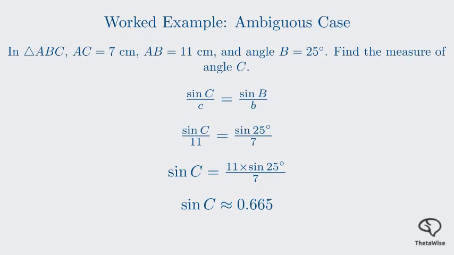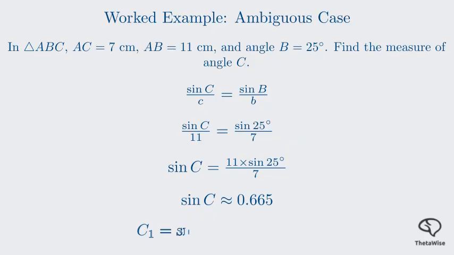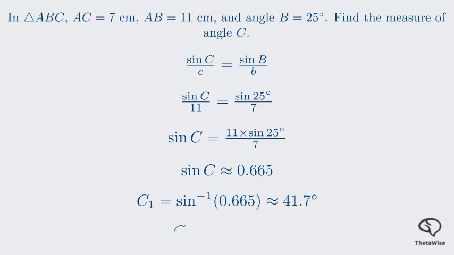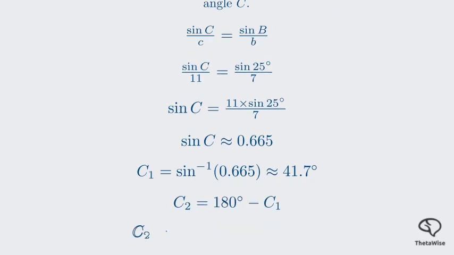Since the value of sin C, 0.665, is greater than 0 but less than 1, an acute angle exists. So we find the inverse sine. The inverse sine of 0.665 gives us our first solution for angle C, which is approximately 41.7 degrees. But because this is an SSA case, we must check for a second solution. The sine of an angle is equal to the sine of its supplement. The second possible angle, C2, is 180 degrees minus the first angle, 41.7 degrees, which gives us approximately 138.3 degrees.